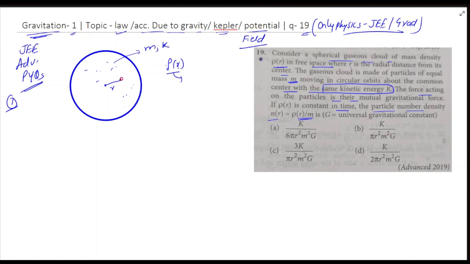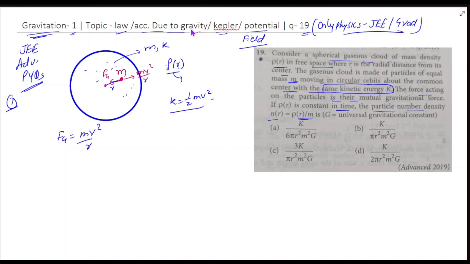So let's say we have a particle here of mass m. On this particle, there will be a gravitational force toward the center, and there will be a centrifugal force, which is mv square by r. The kinetic energy of this particle will be half mv square. Now let's equate these forces, so Fg will be mv square by r. Now we have to find Fg, the gravitational force.